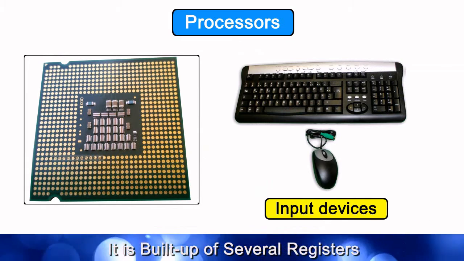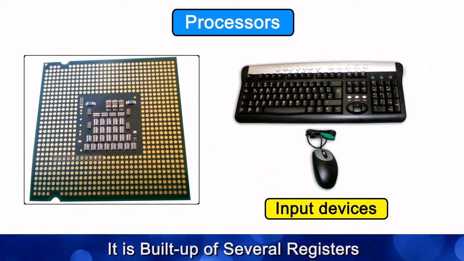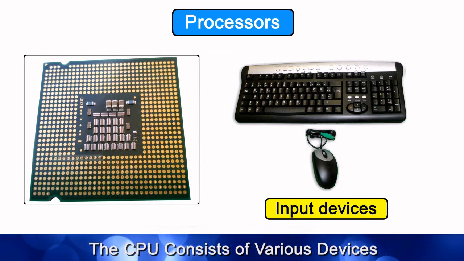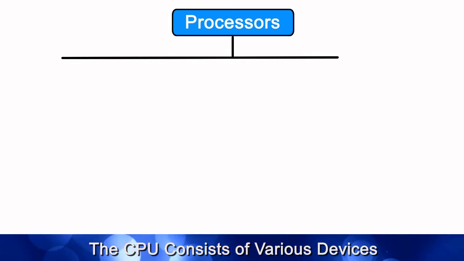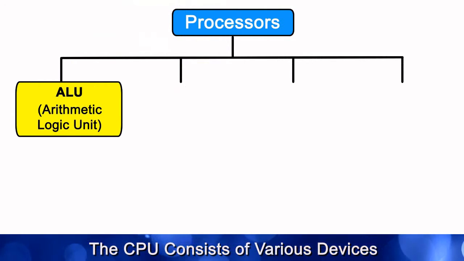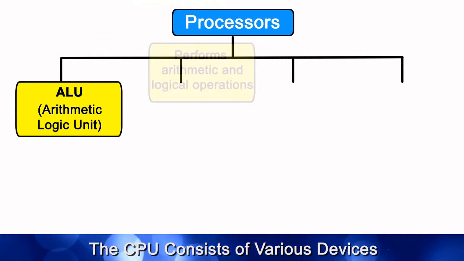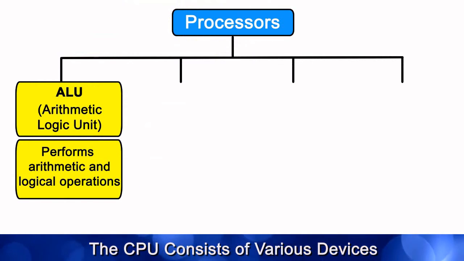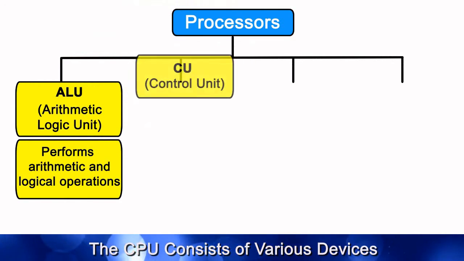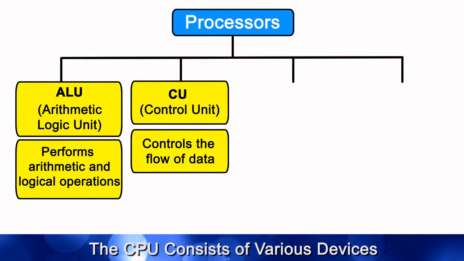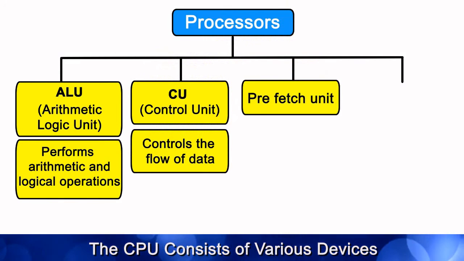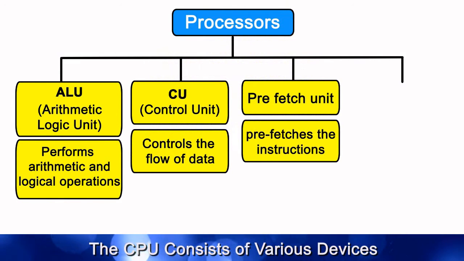It is built up of several registers. The CPU consists of various devices. ALU, Arithmetic Logic Unit, which performs arithmetic and logical operations. CU, Control Unit, controls the flow of data. Prefetch Unit, prefetches the instructions needed for ALU. Bus, connects all the components in the CPU.